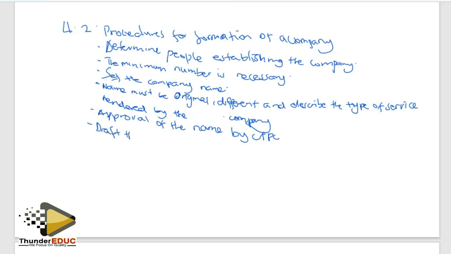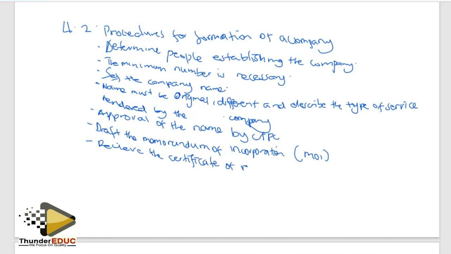draw the memorandum of incorporation. This looks like a constitution of the business, which is going to guide all shareholders in the business. After that, you are supposed to receive the certificate of registration. Yes, that you have registered your business. From there, you are supposed to open an account. Yes, these things must be in a sequence. You can't open up an account for the business before you receive the certificate of registration.